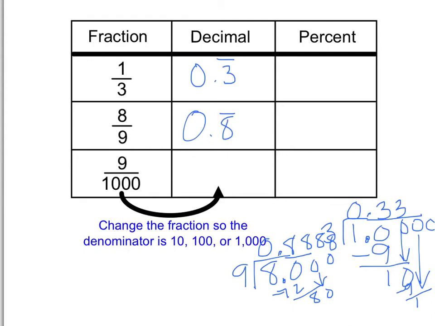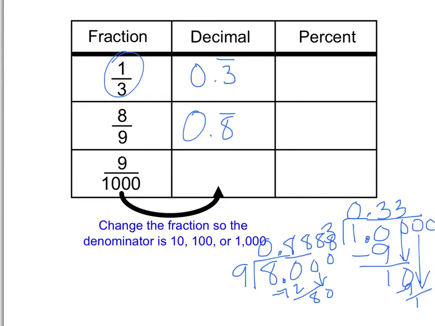Now, you might find a trick that all of the 9s have the same pattern. So 1/9 is 0.1 repeating, 2/9 is 0.2 repeating, 3/9 is 0.3 repeating, or it simplifies to 1/3. 4/9 is 0.4 repeating, and so on. So it's kind of a nice little pattern, and it might be just easier to memorize that pattern.